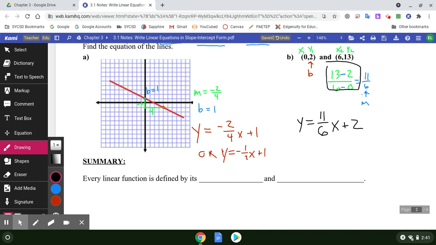So hopefully at this point you've recognized that every linear function is defined by its slope or rate of change and its y-intercept or its starting amount.